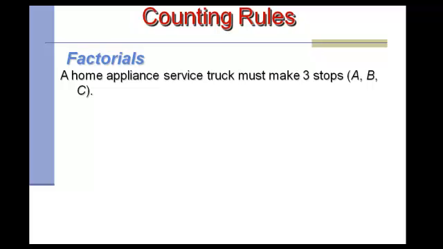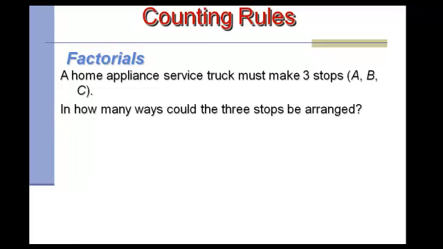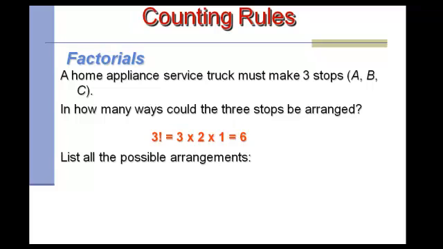So, as an example of a factorial, here's a problem. A home appliance service truck must make 3 stops, A, B, and C. How many ways could the 3 stops be arranged? Well, that's a simple factorial. 3 factorial is 3 times 2 times 1, and that tells you that you could make 6 different arrangements of the 3 stops.